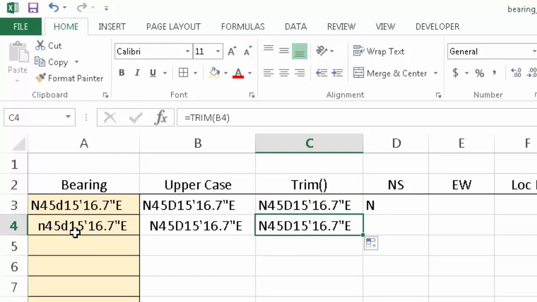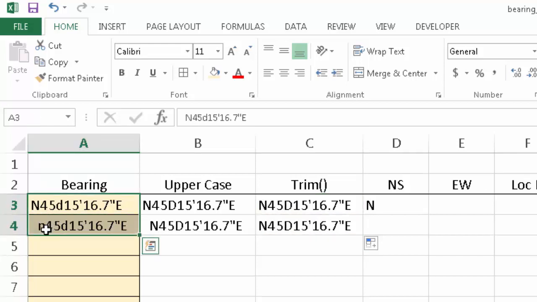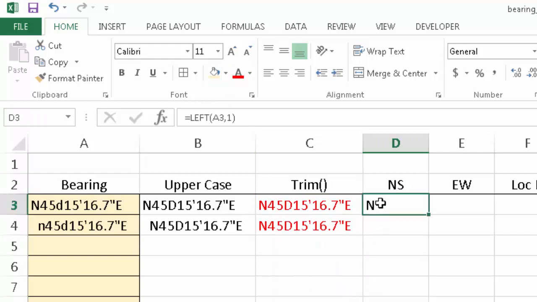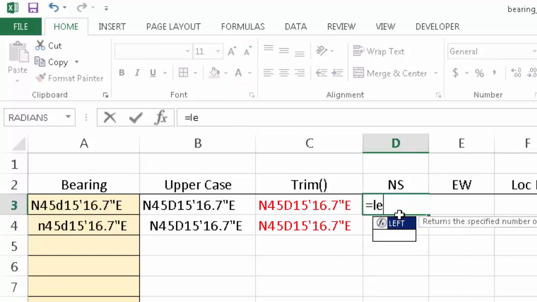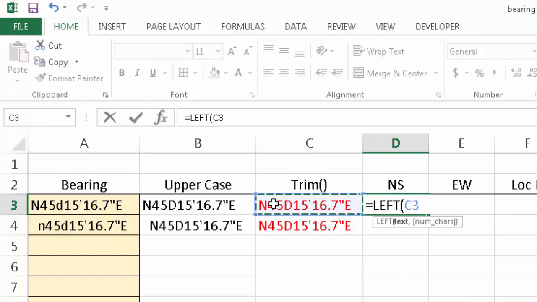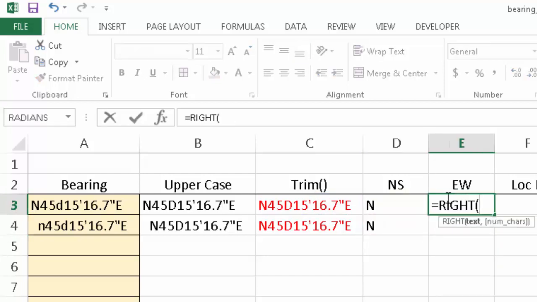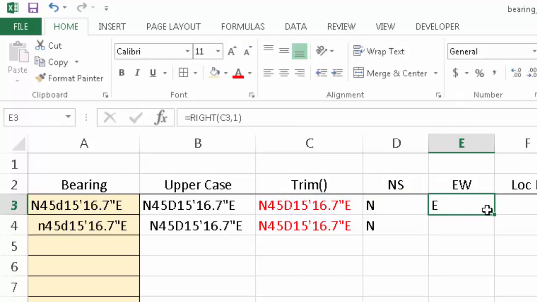So you can see I have the same formula at this point for these two angles, even though they're in slightly different formats. This one had a couple spaces and a lowercase n, and now they're both at the same point. So moving forward, this is the actual column that we're going to be using in all of our calculations. So I'm going to modify my north-south equation to be the left of this formula here, and I only want one character. And now you can see it works for both of those. For the east-west, since we did the trim operation, we can just use right, which returns a certain number of characters from the right of the text string or the end of the text string.